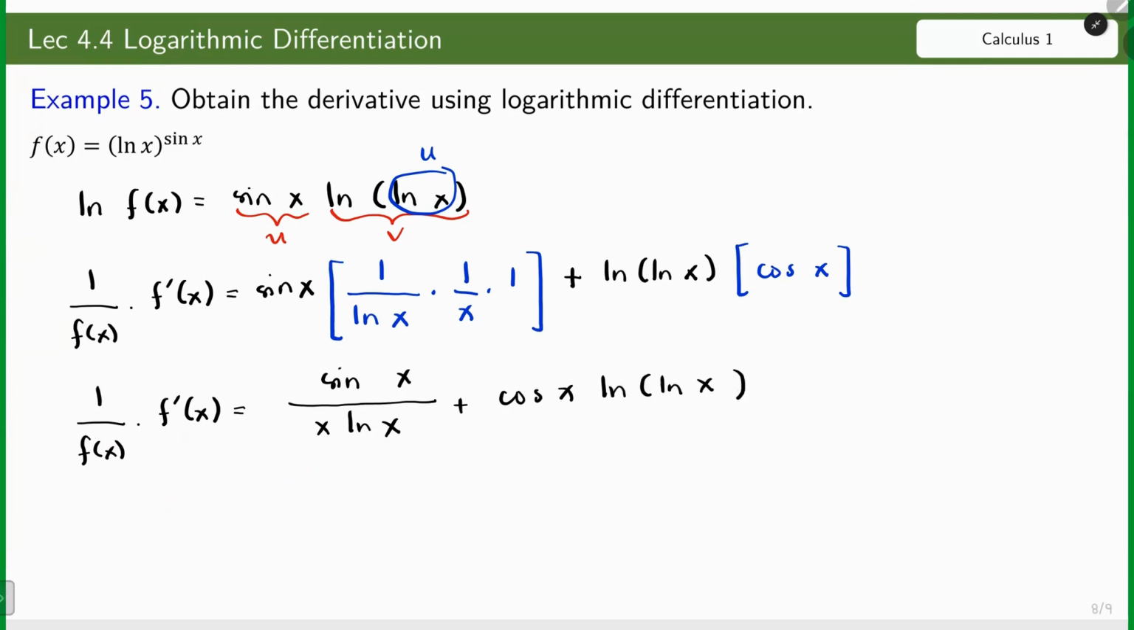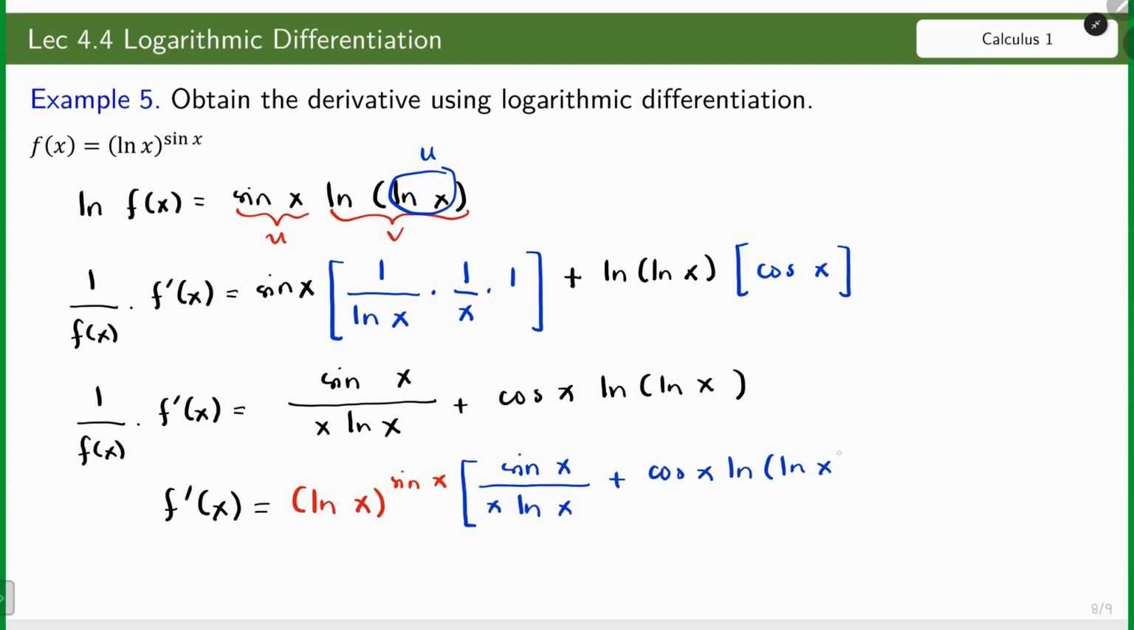And then multiplying both sides of the equation by f of x, we can actually put the f of x in front. So this is the f of x, and then multiplied to this entirety. This is now the final answer.